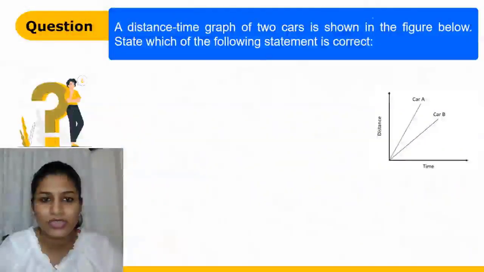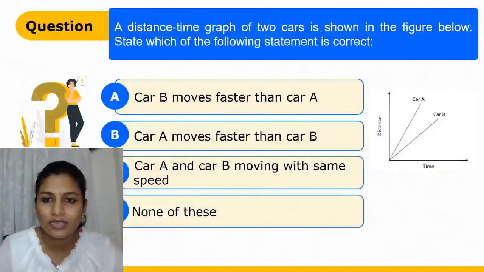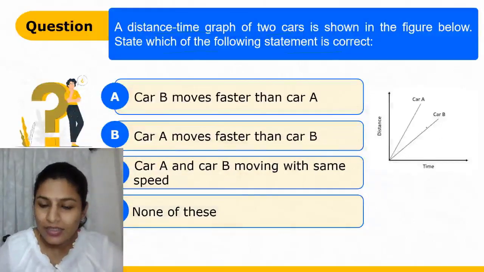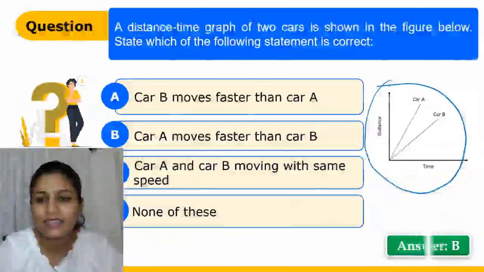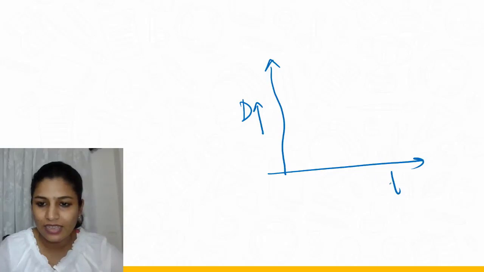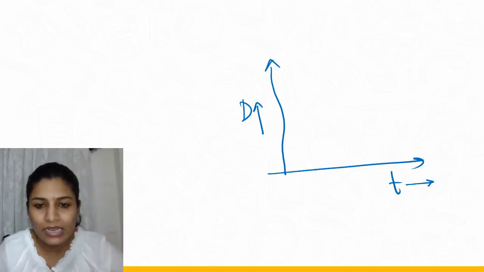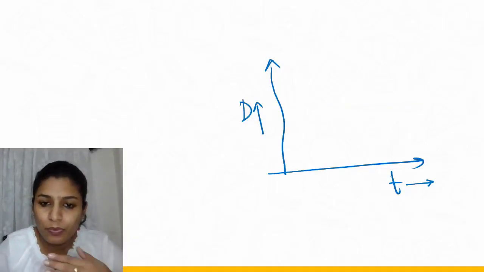Moving on to our next question, we have been given a distance time graph of 2 cars, okay, and then we have to tell which statement is correct. There is a graph that is being given to you here. Now let us first analyze this graph. If a distance versus time graph like this is given to you, then how do you find which of the bodies is traveling more distance, or which of the bodies is traveling with a speed that is greater than the other one? How can we find it?